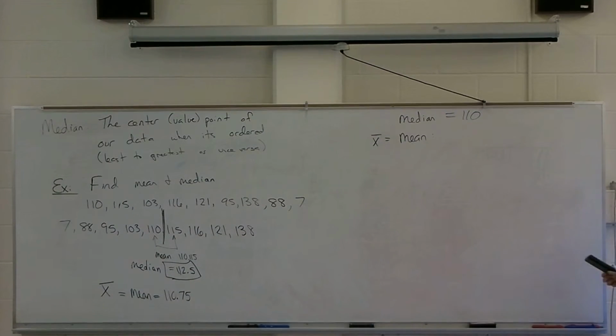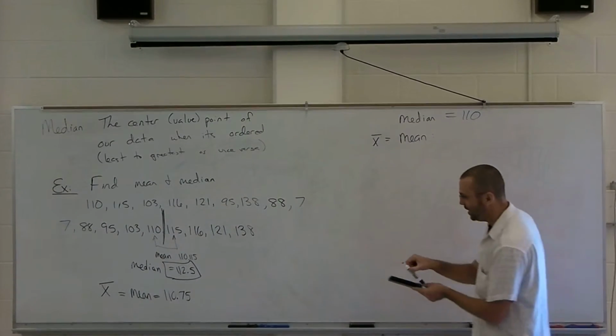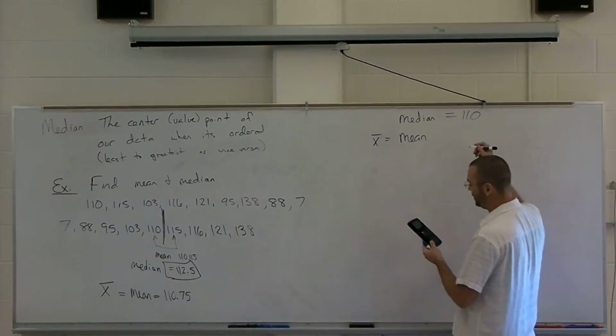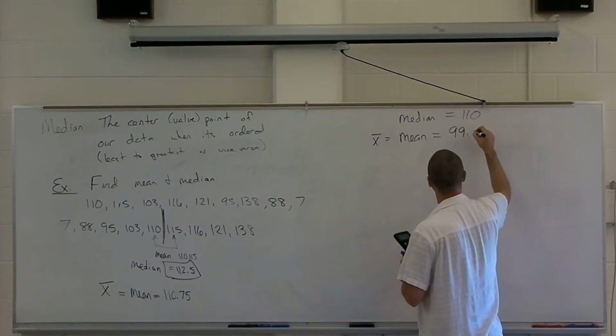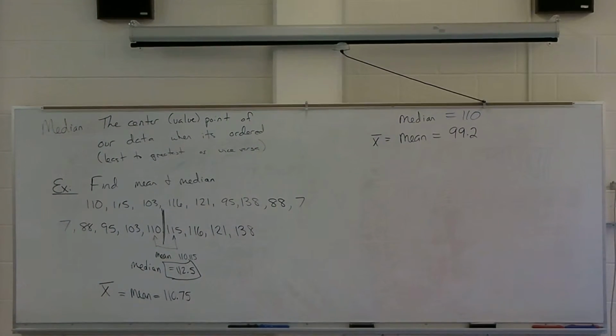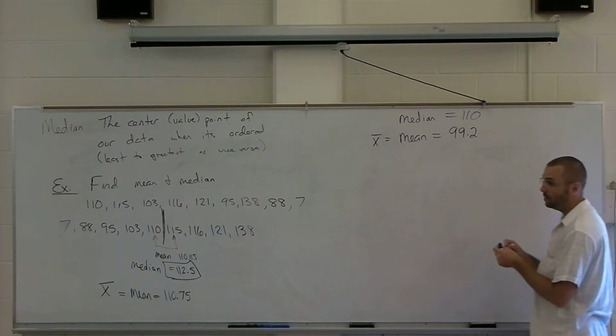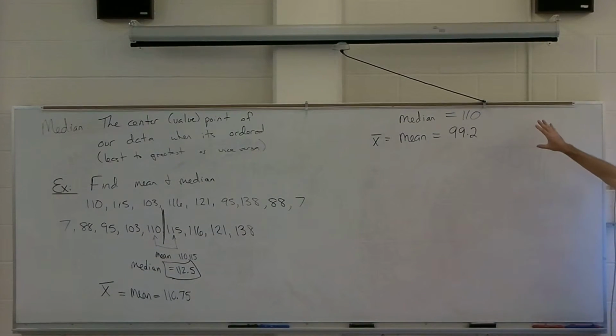All right. So if we calculate the mean here, it dropped. It didn't drop quite as far as the British nanny. It only went down to 99.2, but still dropped a reasonable amount compared to how far the median dropped.